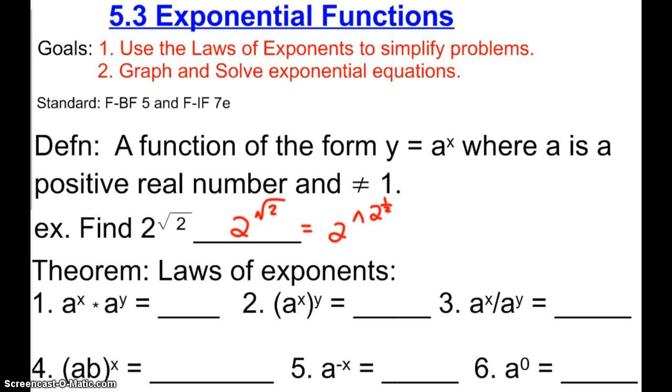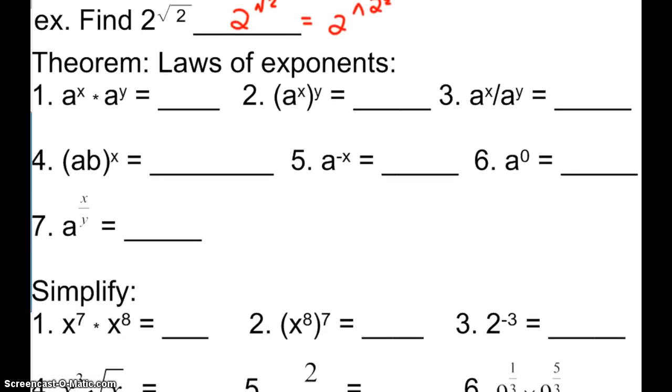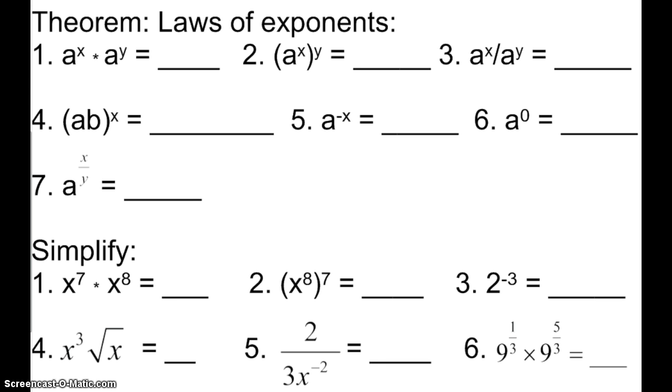Our laws of exponents, which we learned in Algebra 2, I want to review with you to be successful today. The first one: if we have the same base and we're multiplying, we add the exponents together, so we would have a raised to the x plus y power. If we take an exponent raised to a power, we multiply the exponents, so it'd be a to the xy power. If we're dividing and the bases are the same, we subtract the exponents, so it would be a to the x minus y power.